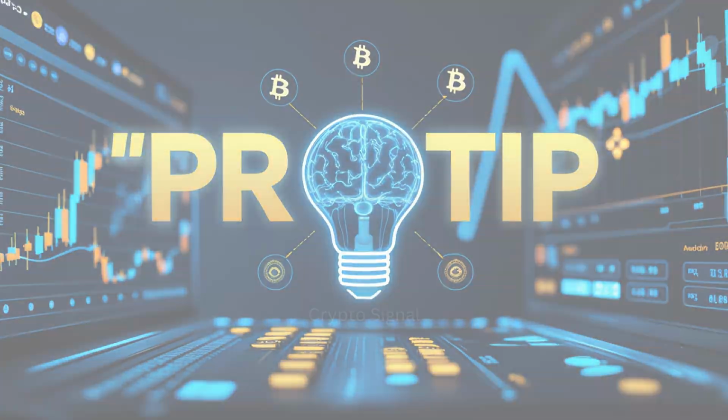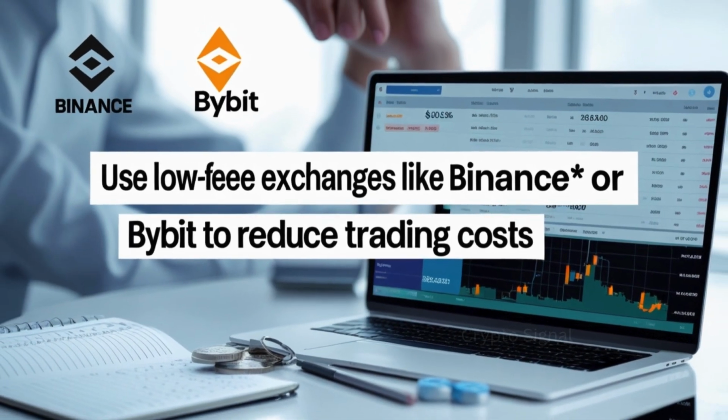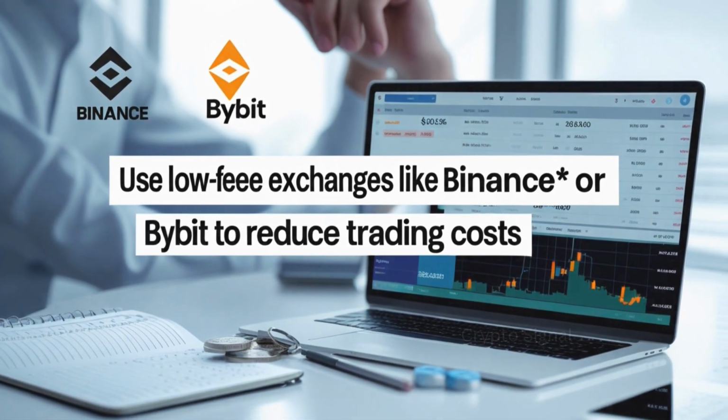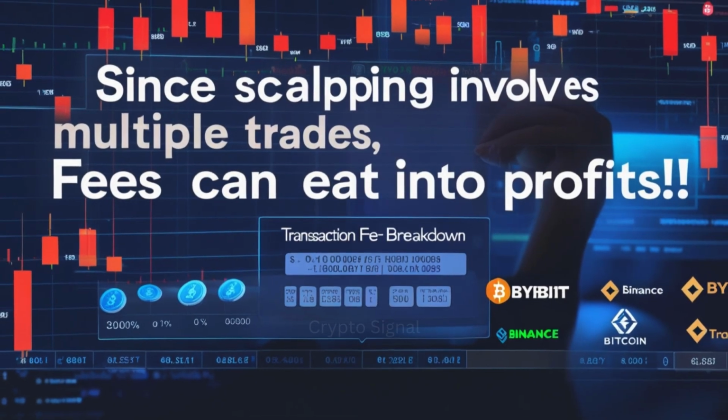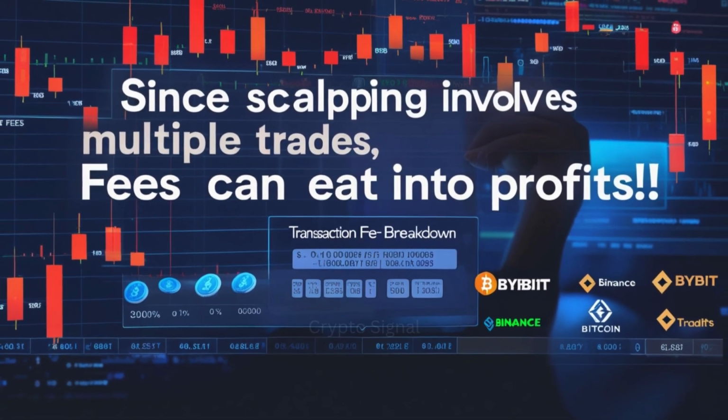Pro tip: use low-fee exchanges like Binance or Bybit to reduce trading costs. Since scalping involves multiple trades, fees can eat into profits.